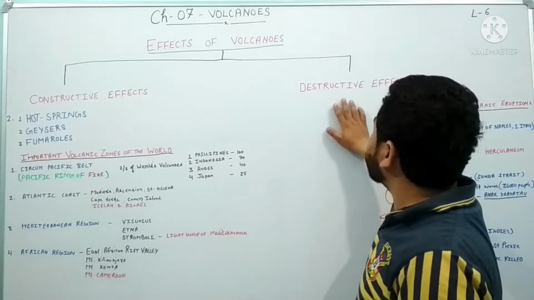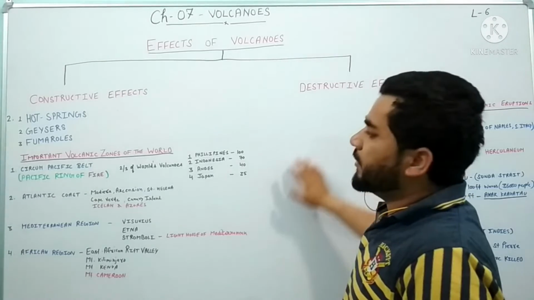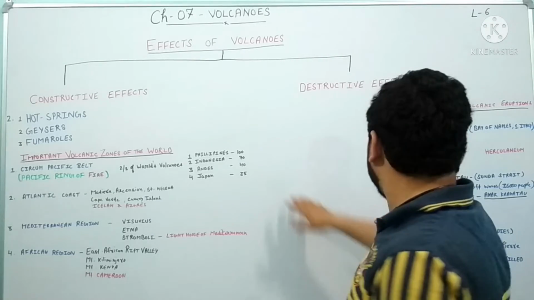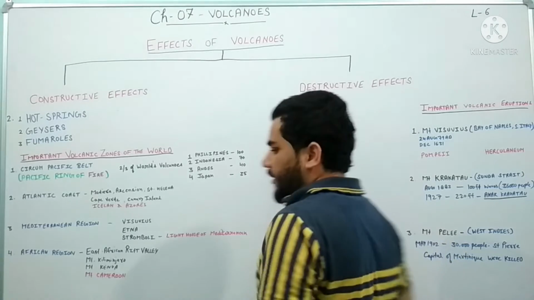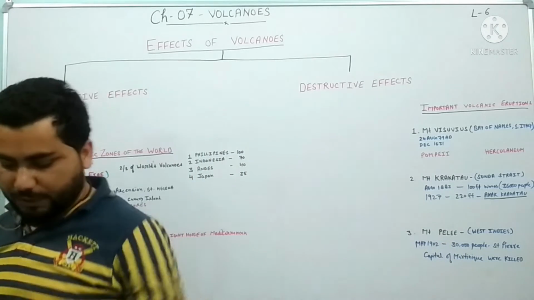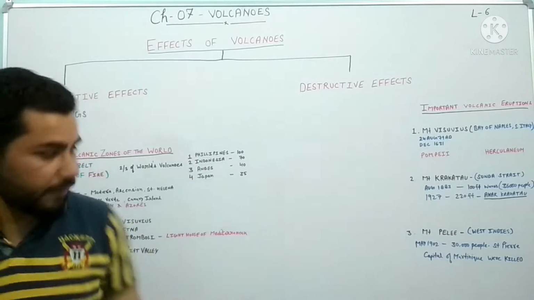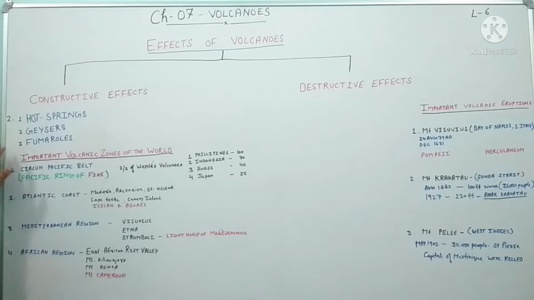Sorry, before that, we will be studying about the destructive effects, then important volcanic zones of the world, and then some of the important volcanic eruptions which took place in the past. So, let us begin our chapter with hot springs, geysers, and fumaroles.